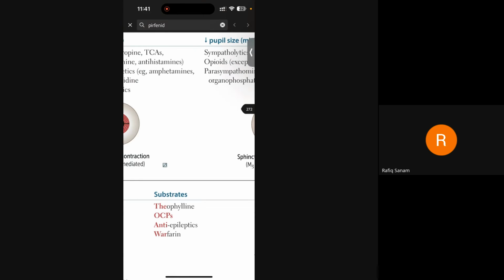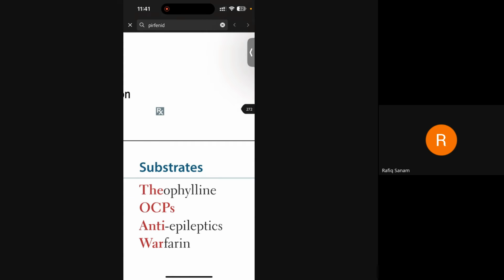You can see the main four substrates are the OCPs, anti-epileptic drugs, warfarin and theophylline. Whenever you are giving these four drugs, always see the interactions with other drugs. See whether you are giving some drug which is an inducer or inhibitor of cytochrome P450. Whenever you start giving a patient warfarin, anti-epileptics, theophylline or OCPs, see what other drugs that person is taking. Remember this, this is very important.